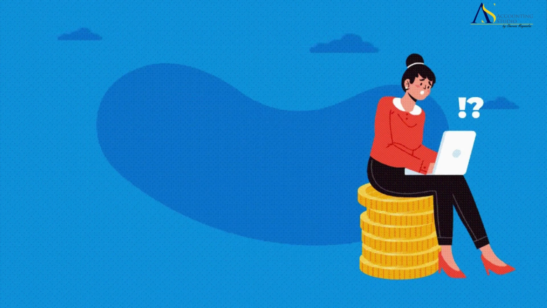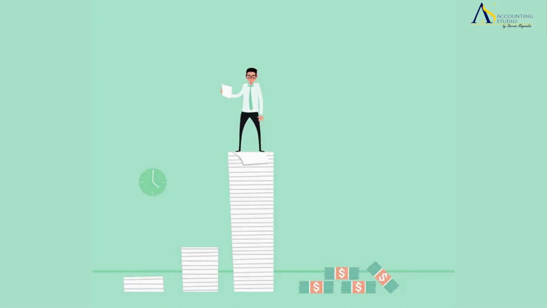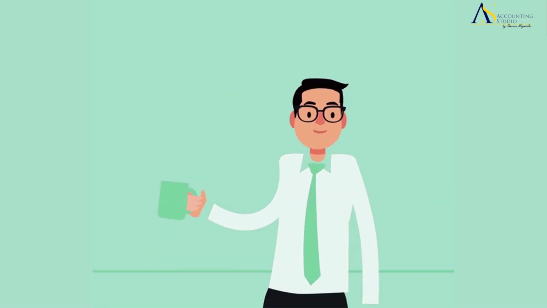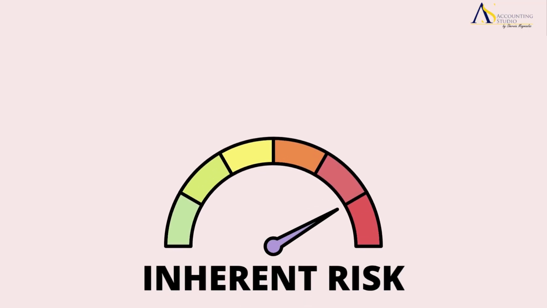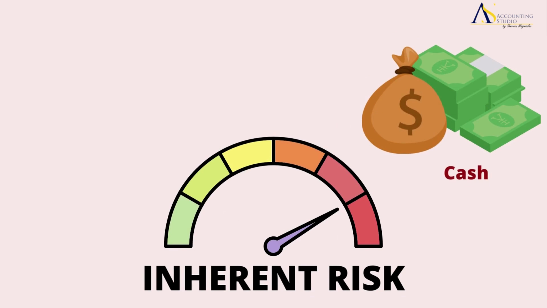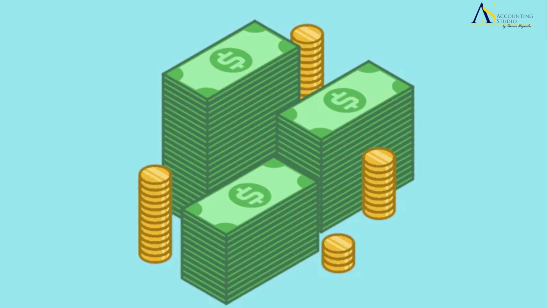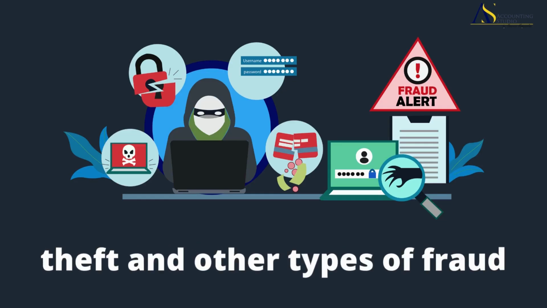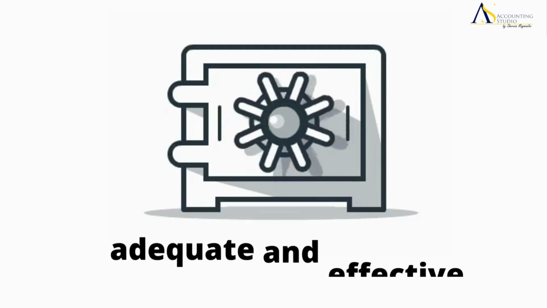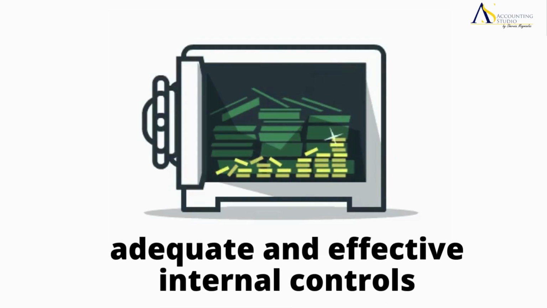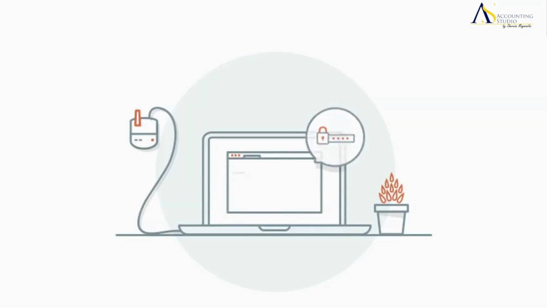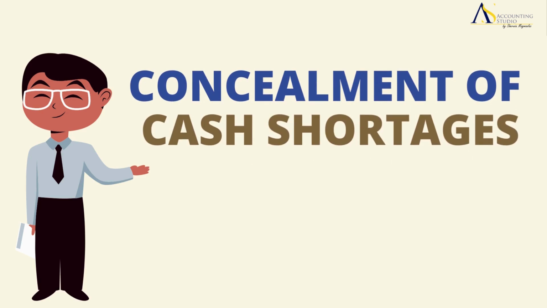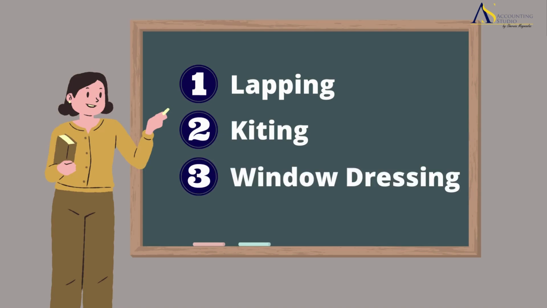Cash is the lifeblood of the business. Thus, a company has to generate adequate cash from its business in order to survive. However, inherent risk is normally higher for cash compared to other assets because cash is exposed more to risk of theft and other types of fraud. Thus, adequate and effective internal controls should be in place to ensure that cash is reasonably safeguarded. Taking as an example, there are different types of concealment of cash shortages, such as lapping, kiting, and window dressing.